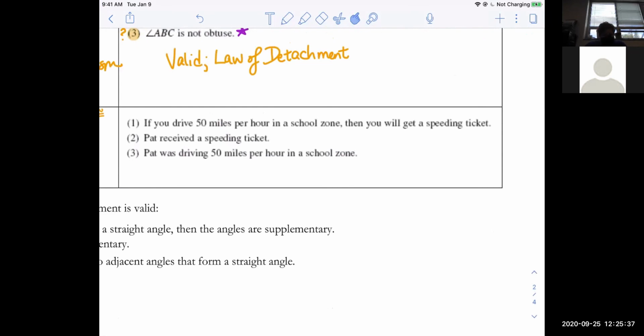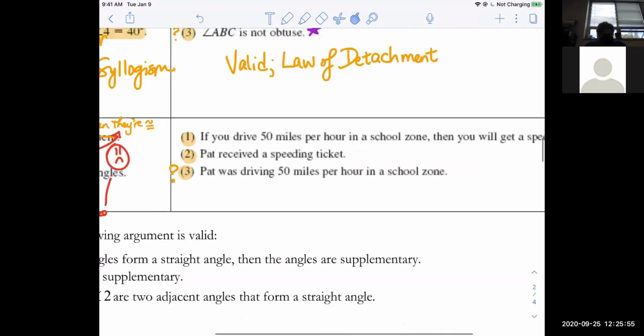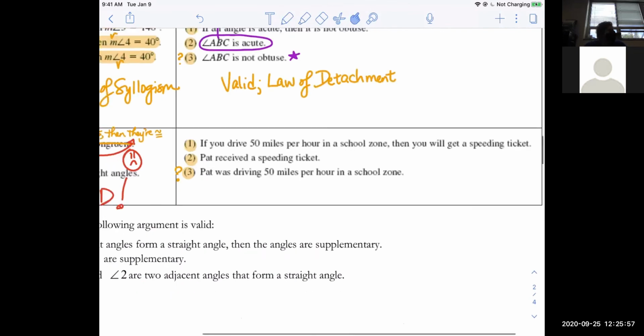If you drive 50 miles per hour in a school zone, then you will get a speeding ticket. That's statement number 1. Statement number 2, Pat received a speeding ticket. Statement number 3, is it possible to conclude, again, think of this like, is this a valid conclusion? Is it valid to conclude that Pat was driving 50 miles per hour in a school zone?